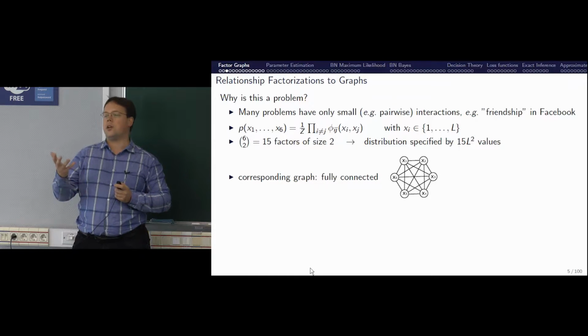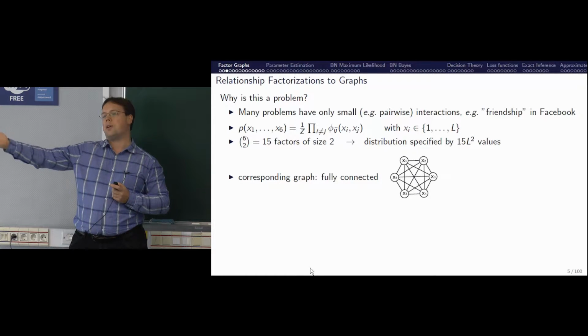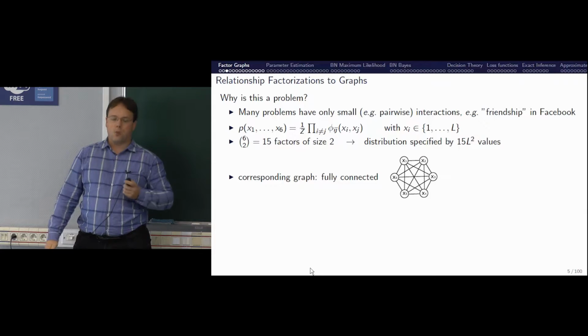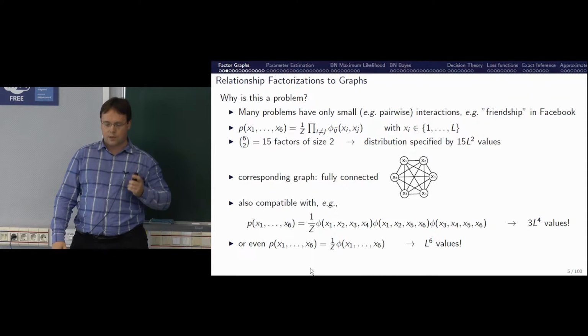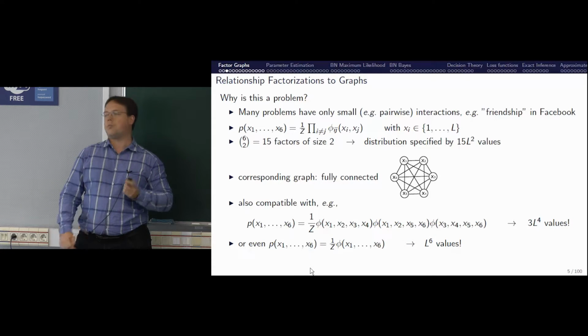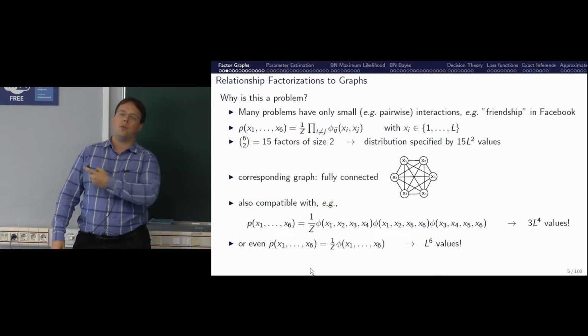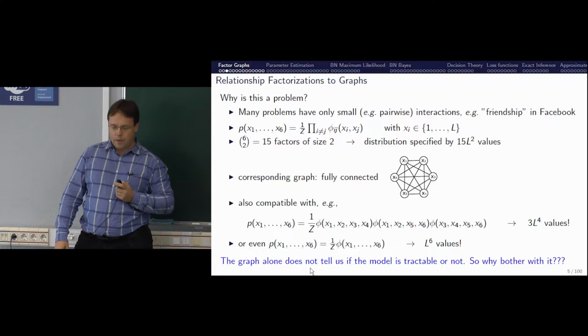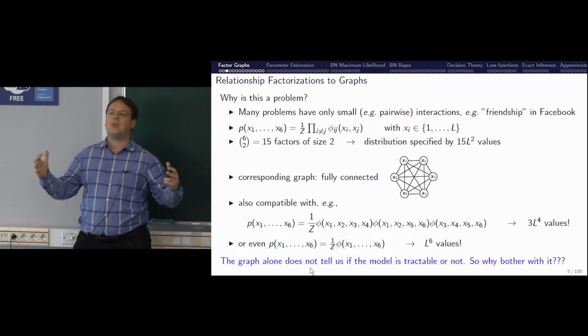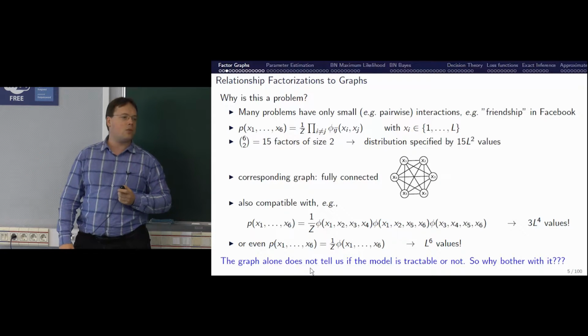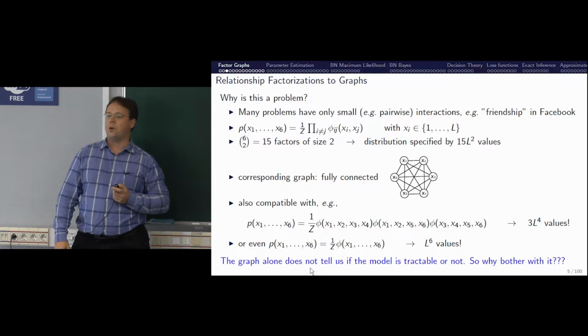If you give this fully connected graph to the next person and say, here's my graphical model, they don't know what to do. They might think, oh, maybe this is a graph that has a factorization in terms of quadruples, right? Then suddenly, instead of L squared values, you would need to estimate L to the 4th values. Or maybe they think it's just one big chunk where everything is modeled together, then you would have to store L to the 6th values, all possible combinations of everybody interacting with everybody.